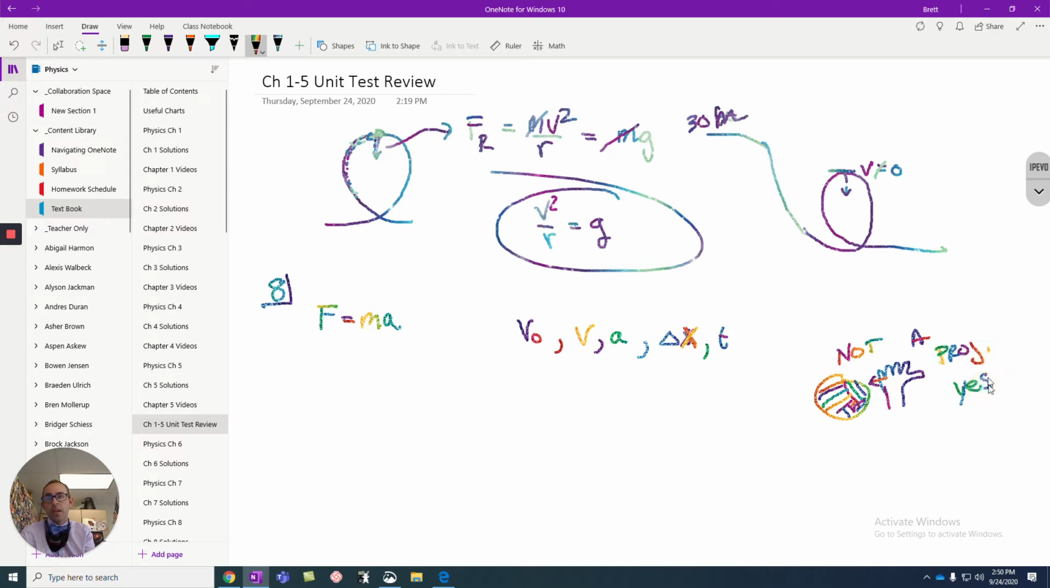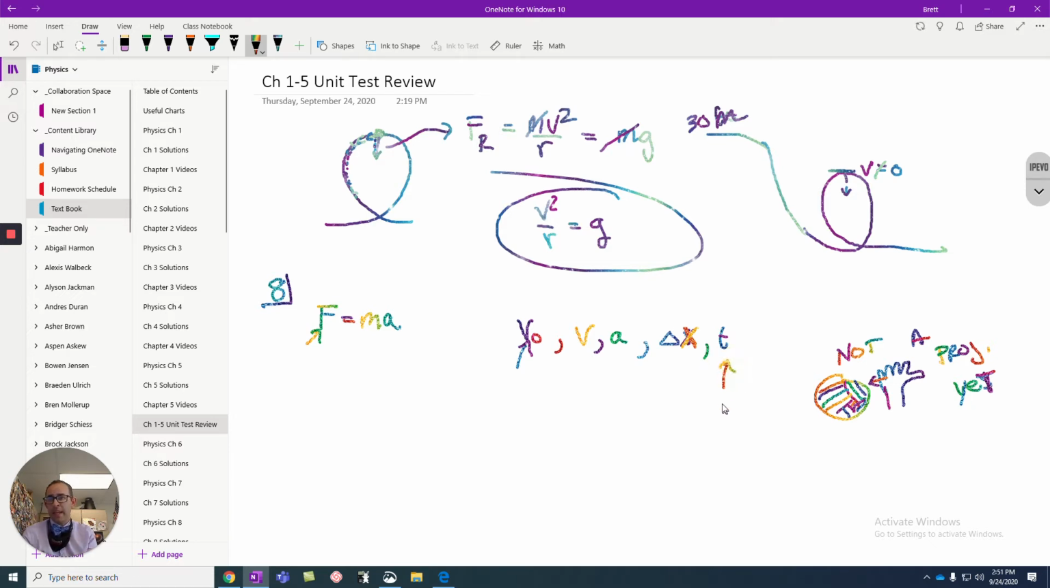Now, emphasis on yet. Eventually, once it leaves my hand, once the contact between my hand and the ball ends, yes, it becomes a projectile. But until that moment, I'm applying a force that doesn't belong to gravity to an object. I might be asking about its general motion that has very little to do with projectile motion. So I might tell you that I'm going to hit this ball, which has a 0 starting velocity.